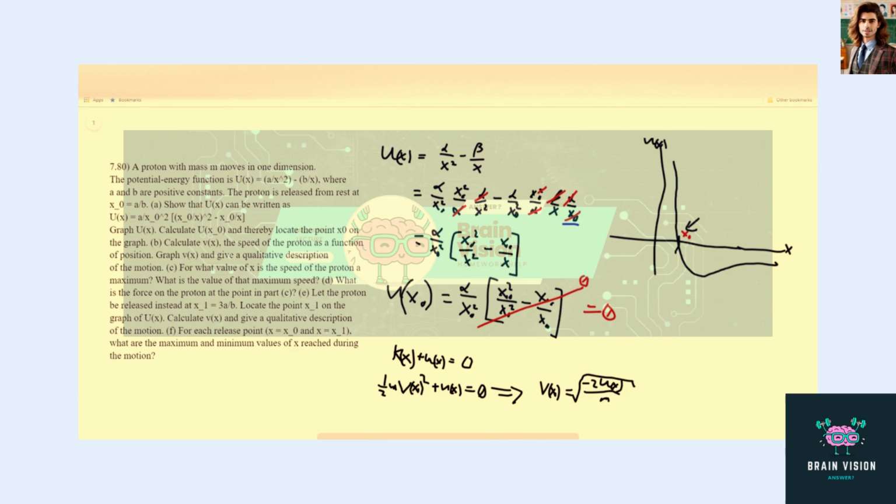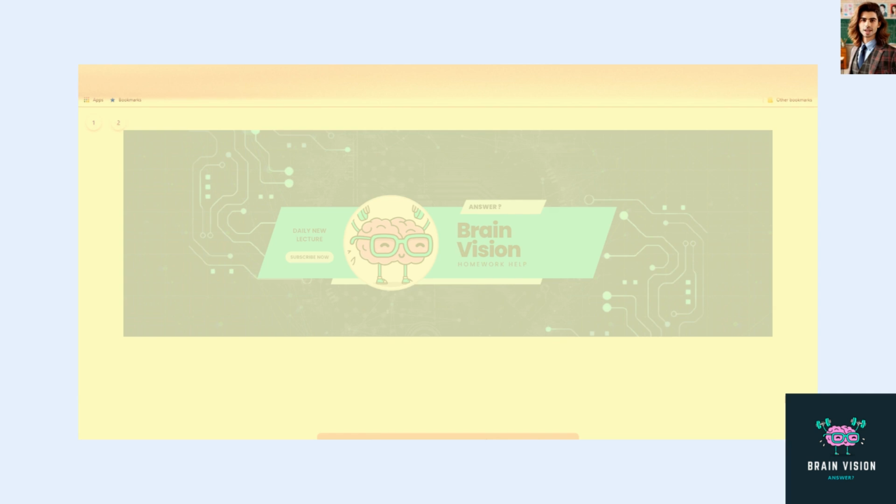I'll go to a new page. But essentially, what we're going to get is we have v of x. And again, it's going to start from rest at our point x0. And it's going to look similar to a square root function that you get normally. It's going to go up and down. I should give myself a little more space here.